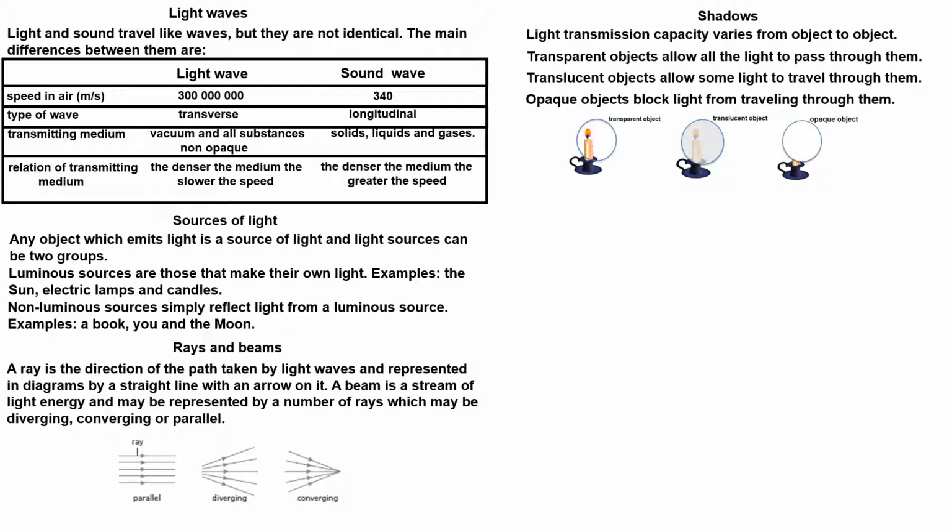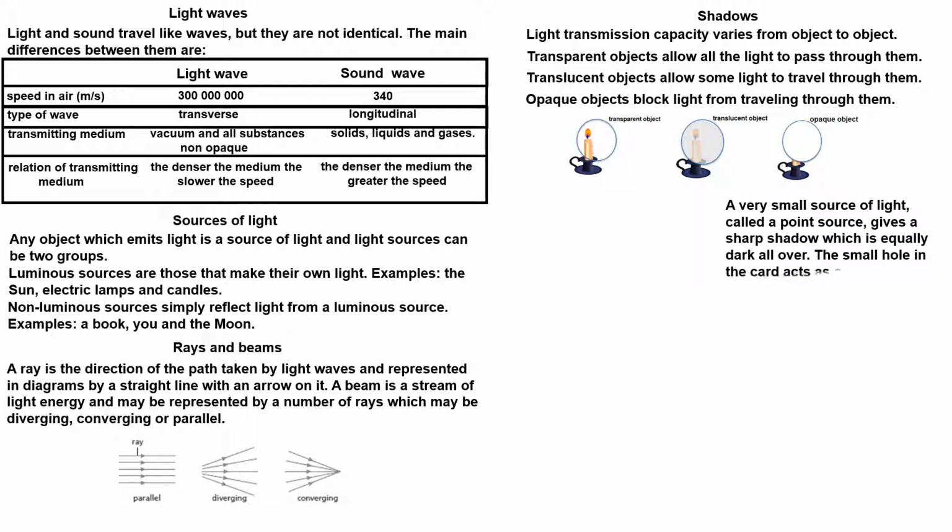Now we can explain why the shadows are formed. Shadows are formed for two reasons. First, because some objects are opaque. Secondly, light travels in straight lines. A very small source of light, called a point source, gives a sharp shadow which is equally dark all over. The small hole in the card acts as a point source. Look at the figure.